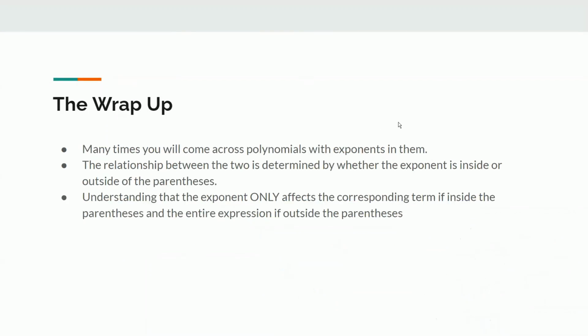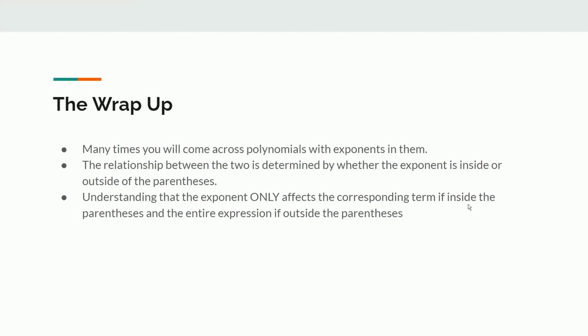All right. So to kind of wrap things up, right, we have many cases that you could run into polynomials with exponents, and it's all about just recognizing the relationship between them, right? You want to make sure you can distinguish if the exponent's just on the variable, then you don't really have to do much to the problem, or if the exponent's on the outside, then obviously you'll know you'll have to multiply the monomial or the binomial together in order to solve the problem. The main takeaway to get from this is that you want to understand that the exponent only affects the corresponding term if inside the parentheses.